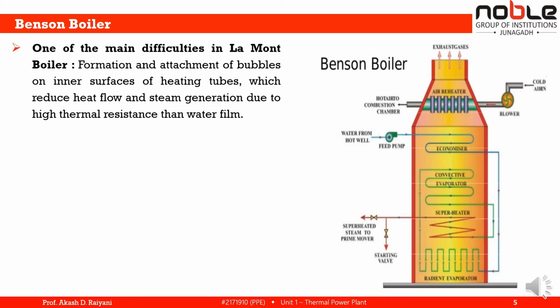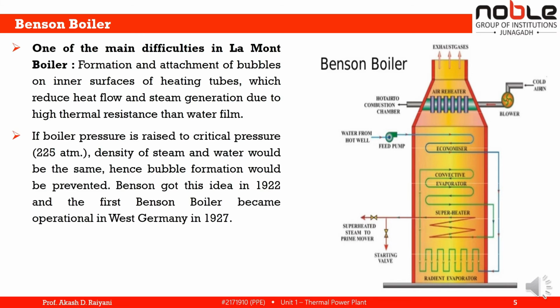One of the main difficulties in the La-mount boiler is the formation and attachment of bubbles on the inner surfaces of the heating tube, which reduces the heat flow and steam generation due to higher thermal resistance than the water film. If the boiler pressure is raised to the critical pressure, then the density of steam and water would be the same, hence bubble formation would be prevented. Benson got this idea in 1922 and the first Benson boiler became operational in West Germany in 1927.